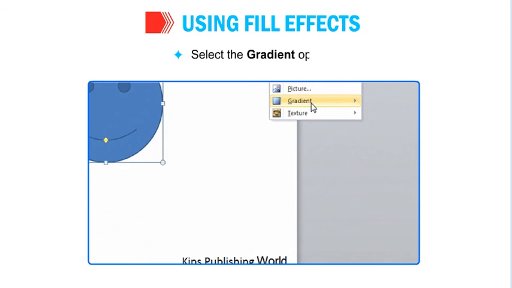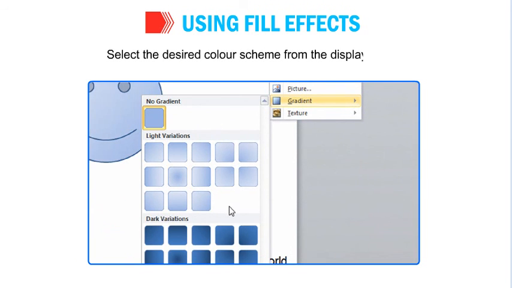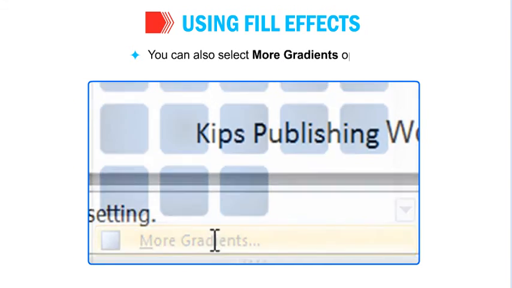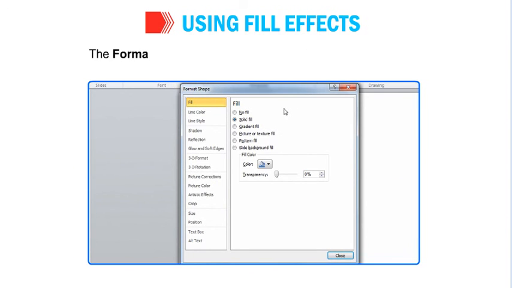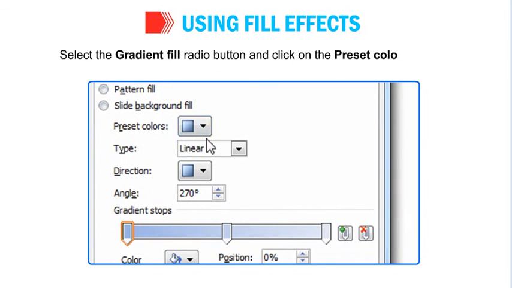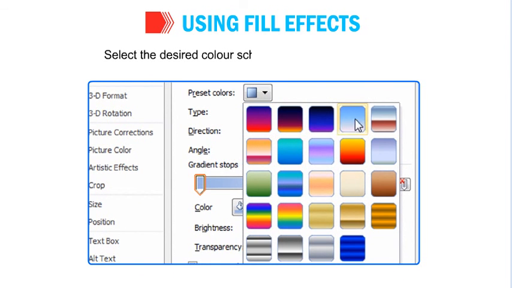Select the Gradient option. Select the desired color scheme from the displayed list. You can also select the More Gradients option. The Format Shape dialog box appears as shown in the figure. Select the Gradient Fill radio button and click on the Preset Colors button. Select the desired color scheme from the drop-down list.